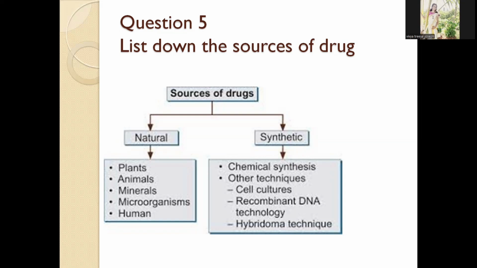Okay, the source of drug is classified into two, that is natural and synthetic. In natural, plant, animals, minerals, microorganisms, human will come. Then in synthetic, chemical synthesis and other techniques like DNA technique, cell culture and hybridoma technique will come.